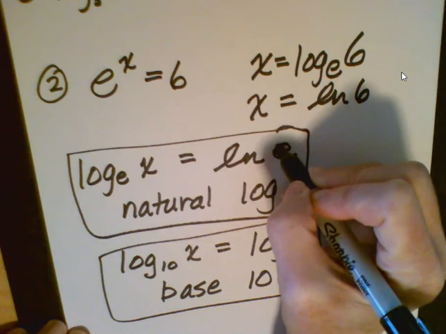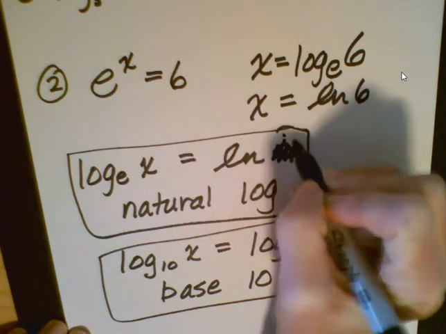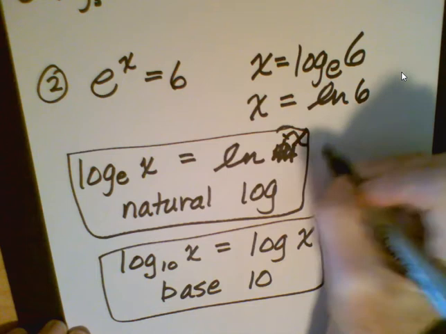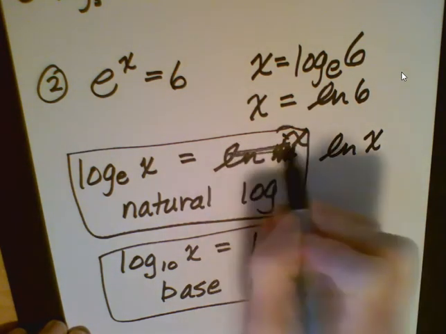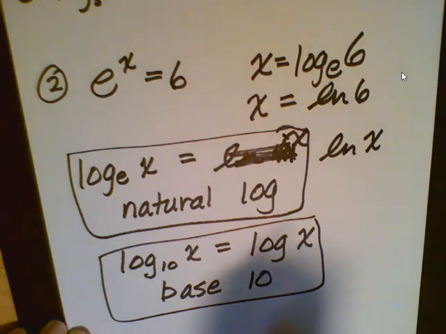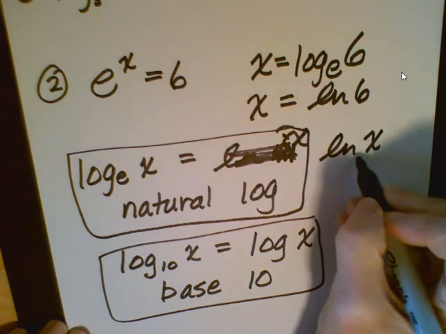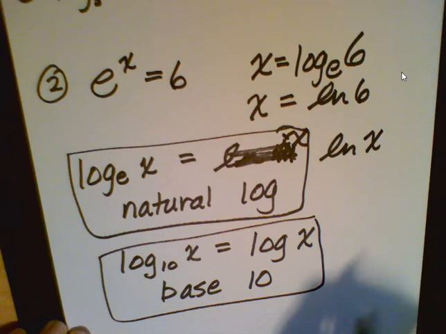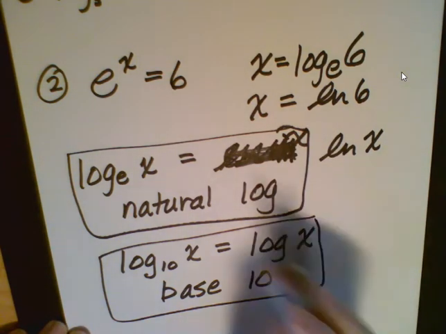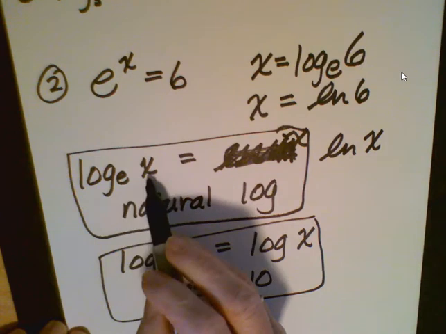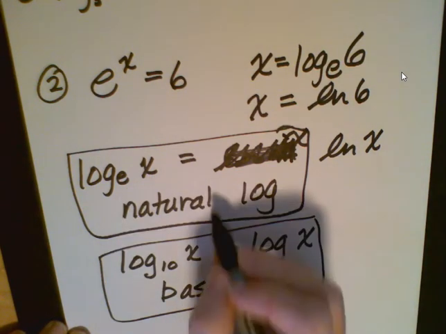Oh, sorry, look what I did. This should be an x. Please fix this. This should be ln x. Talking and writing is sometimes difficult. Okay, so ln x, not ln e. e is the base that we don't see there because it's understood when you see ln. So please fix your notes. Log base e of x is the same as ln x. That's the natural log. These are the two on your calculator.